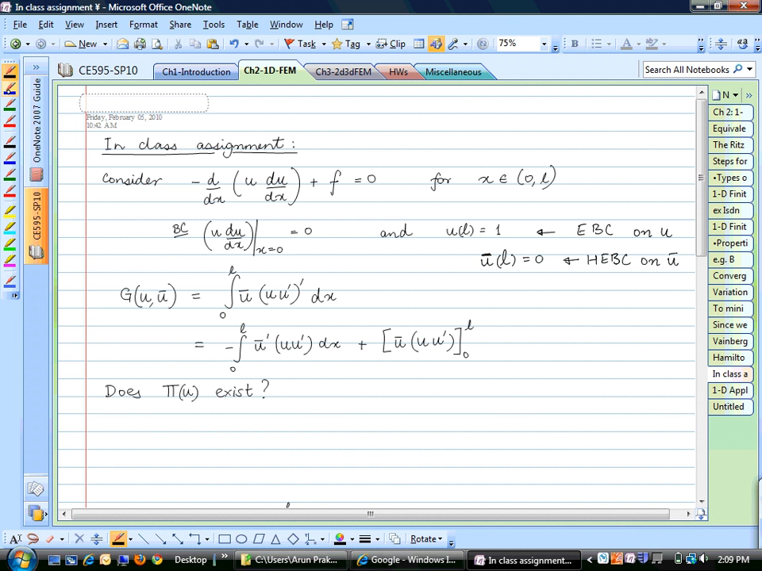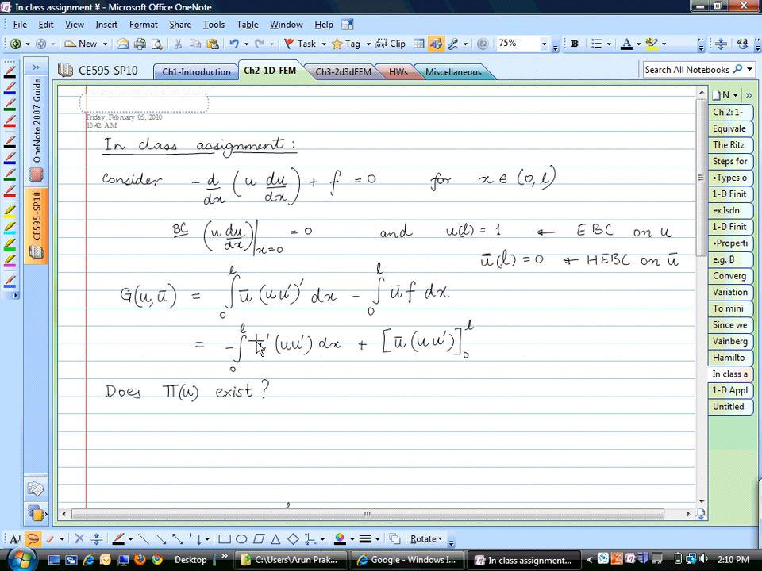So all that we have to do is to construct a weak form. All we do is take our equation, multiply it with a u bar. So you can see that this was the governing differential equation. I think I'm missing an f here. So let me write that term out. Minus integral 0 to L of u bar f dx. So this is my weak form.